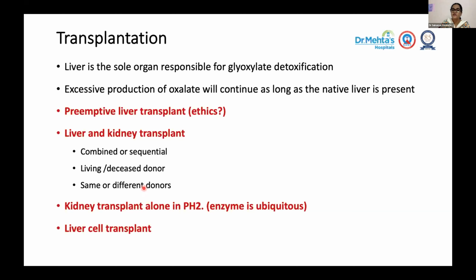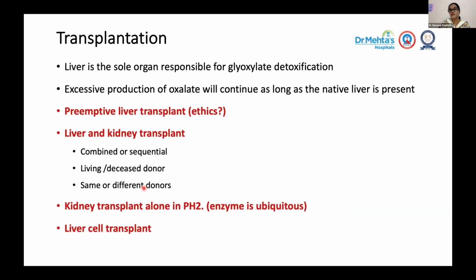Most centers do a liver and combined kidney transplant. It could either be done simultaneously or it could be done sequentially. There are many advantages of doing it sequentially because you have a liver which is reducing the oxalate load. Systemic oxalosis comes down by the time you put an allograft in them. Combined liver kidney has also been attempted and is done, especially in the deceased donor setting.